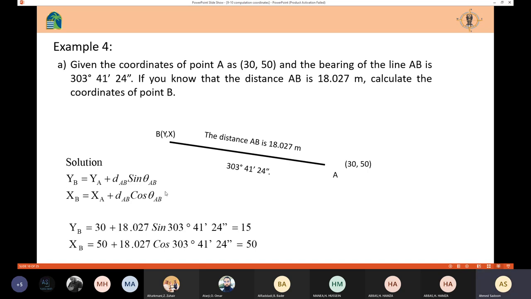So I know everything, so I'm going to substitute the numbers here. We have 30, I have 18, I have the azimuth, 303. And the value of YB came out to be 15. Similarly, regarding XB, the value of XA is given, which is 50. The distance is also given, and the value of the azimuth is given as well. So I'm going to substitute all of these numbers into the second formula. Here I have 50, I have 18, I have 303. Then the value came out to be 50. So we call this case a coordinate of a point.